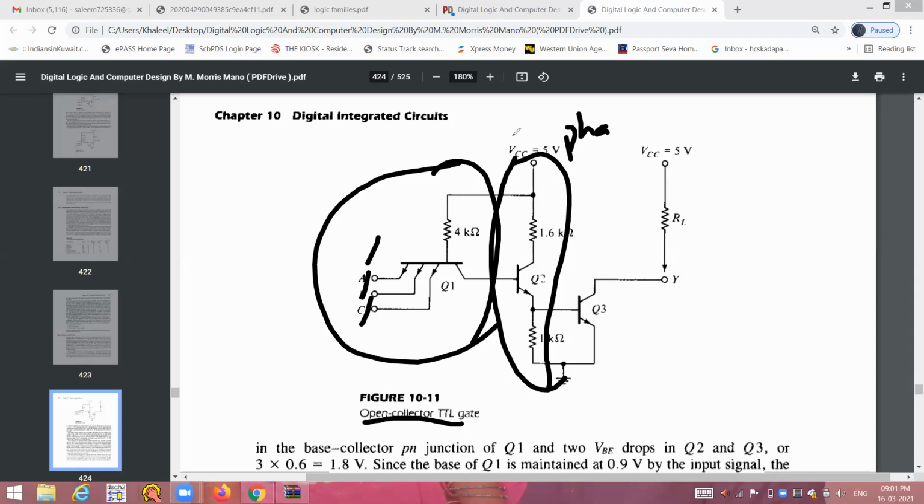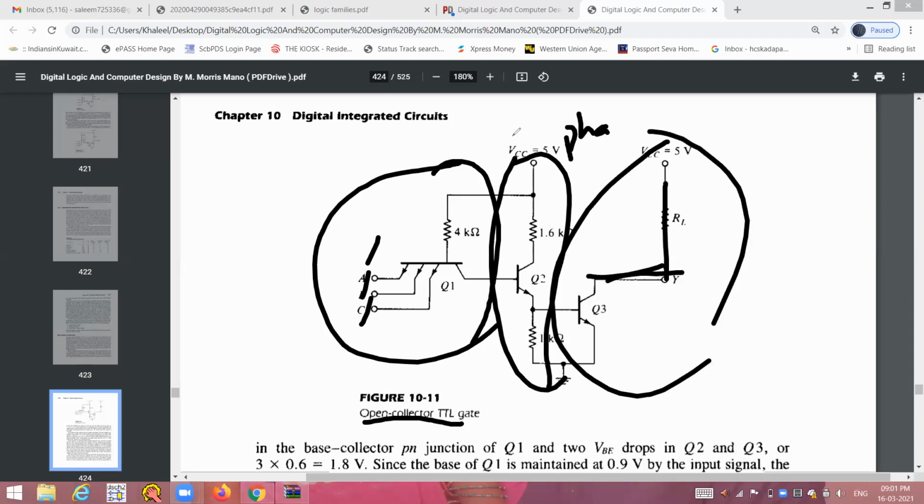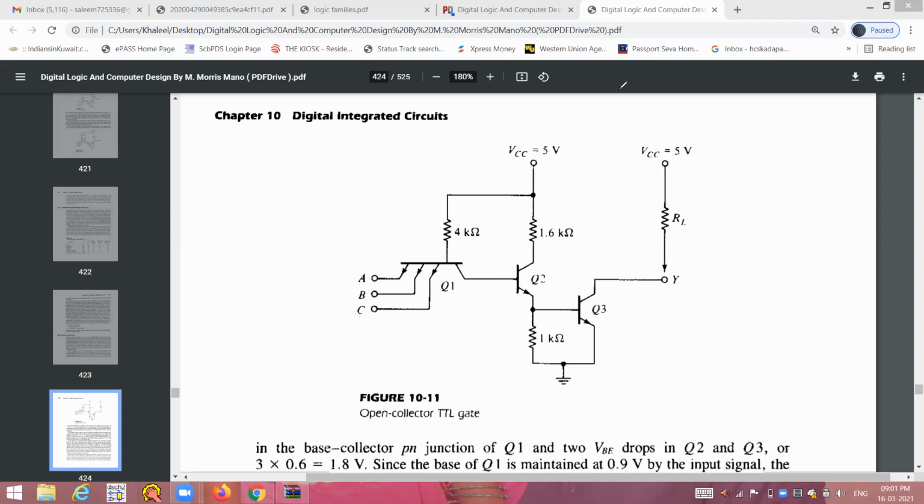If you observe, the collector is not connected anywhere, it is open. It is an open collector, that's why it is an open collector TTL gate. Here the entire thing is transistors, that's why it is transistor logic. The explanation we will see later, but from your examination point of view, due to the lack of time I'm not going to explain in detail. When I come to this content, I'm going to explain in detail.